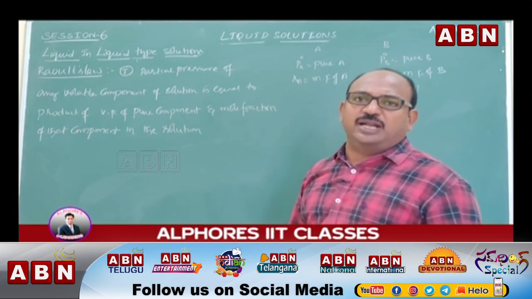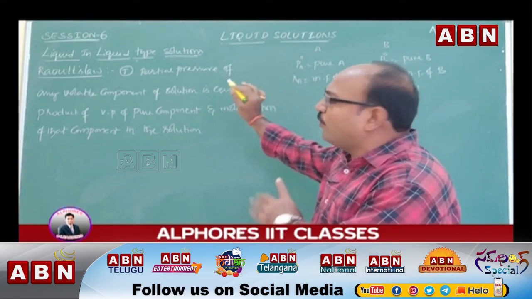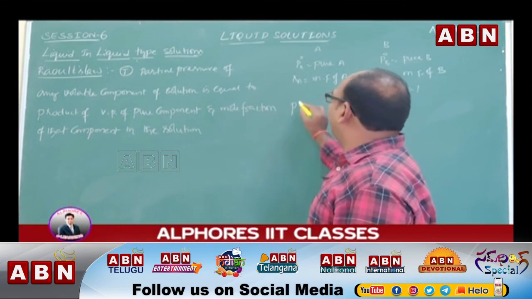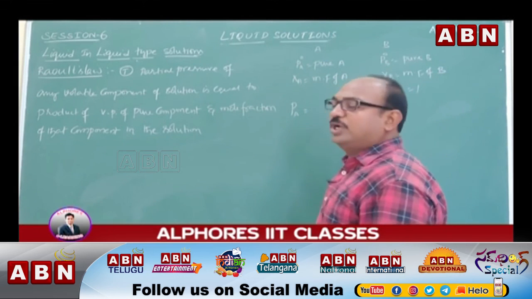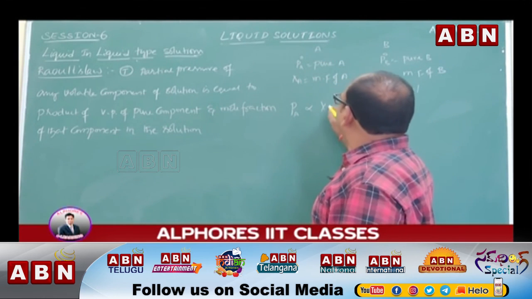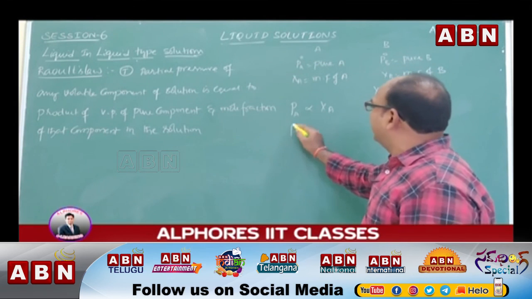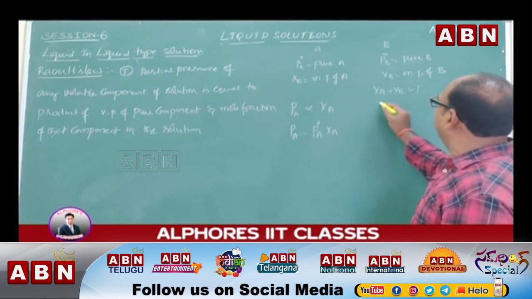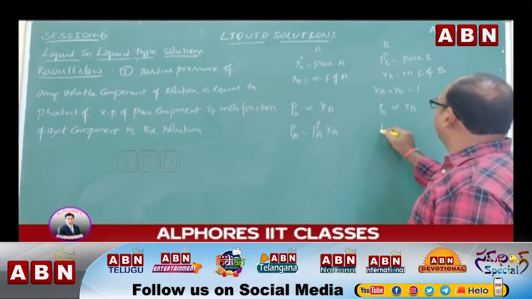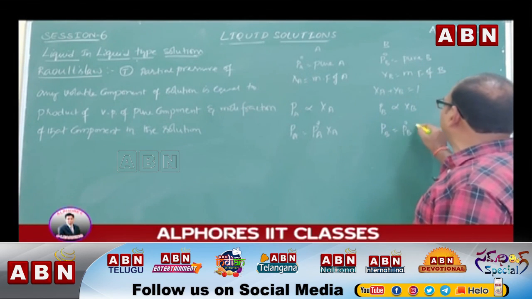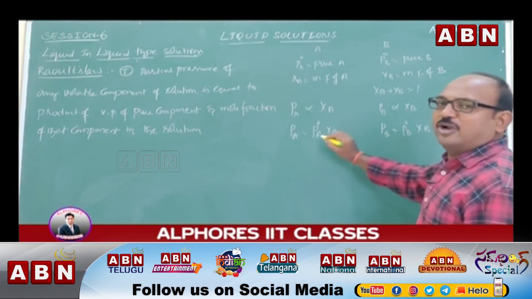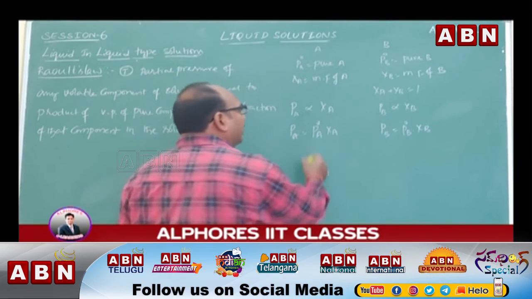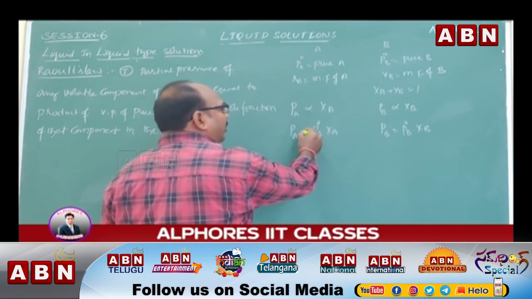Now, as per Raoult's law, the vapor pressure of any volatile component of a solution is proportional to its mole fraction. Pa is proportional to XA. Therefore, Pa is equal to P naught A XA. Similarly, for liquid B, Pb is proportional to XB, and Pb is equal to P naught B into XB. Here P naught A and P naught B are constant at a given temperature. At a given temperature, vapor pressures are constant. That's why instead of this proportional relation, we use this constant.